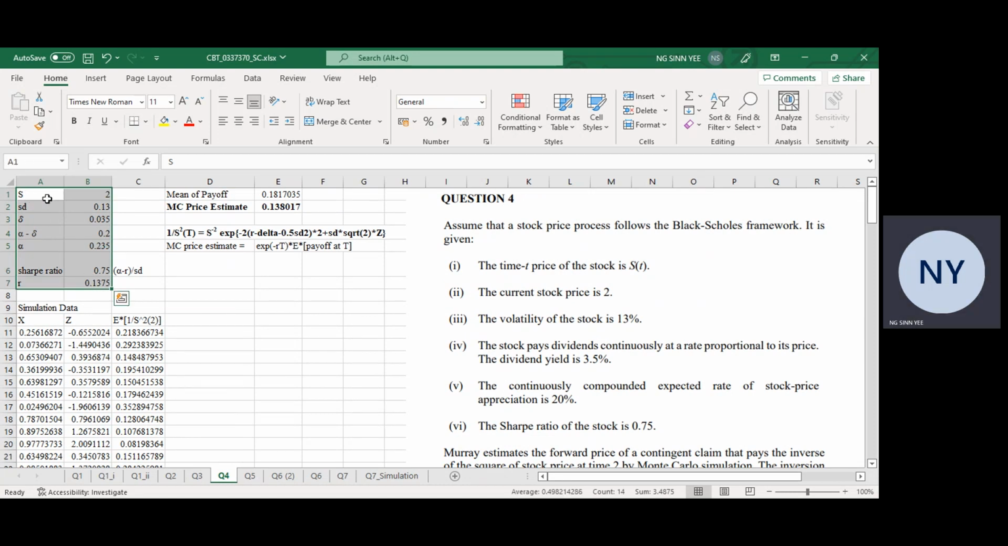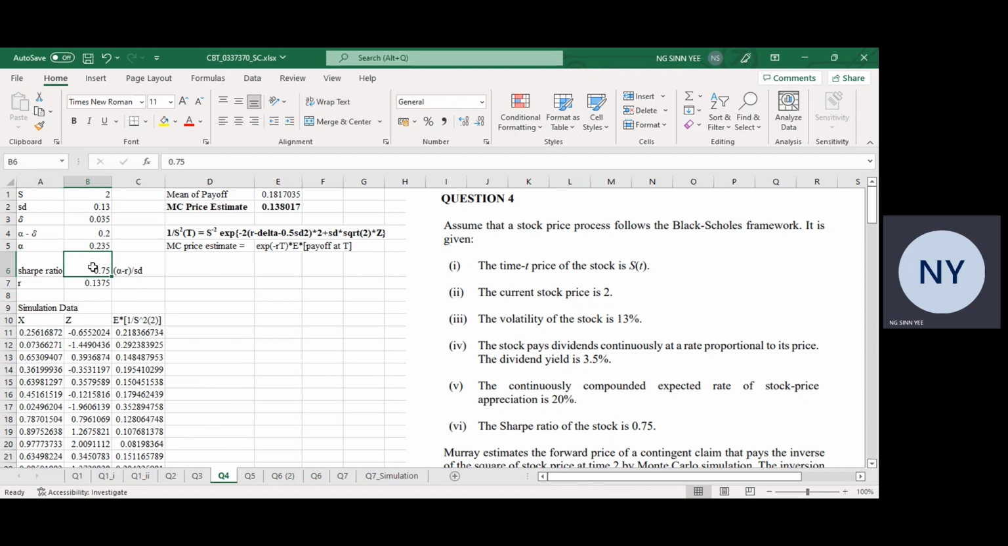You could see from here, S represents the initial stock price, the current stock price. Sigma is the standard deviation, and delta refers to the dividend yield. Alpha minus delta refers to the continuously compounded expected rate of stock price appreciation. To get alpha, we just need to add the rate of stock price appreciation with the dividend yield, and we will get alpha.